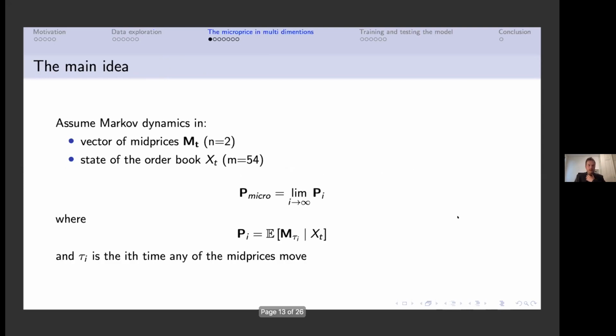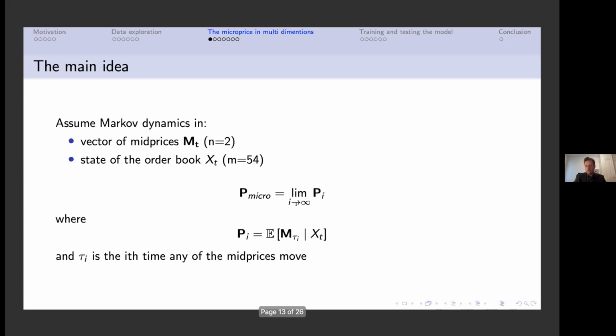All right, so again, my goal is to derive the fair price for both these assets. I'm assuming Markov dynamics, and the state is going to be summarized by a vector of mid prices, in my case just 2, and the state of the order book, which is these 54 states. They tell you: is the imbalance of the first one high? Is the imbalance of the second one low? How are the two assets related to each other? So these prices P are all matrices that are 2 by 54.